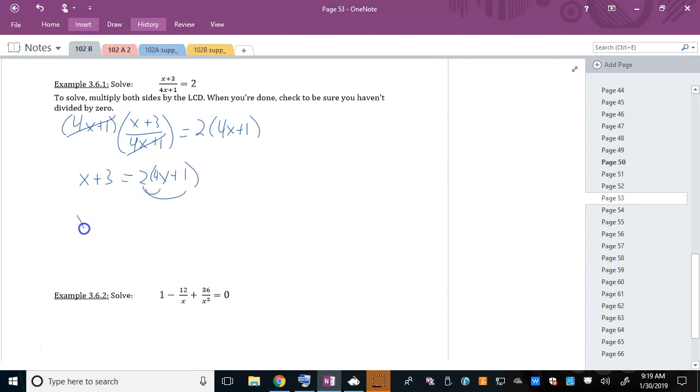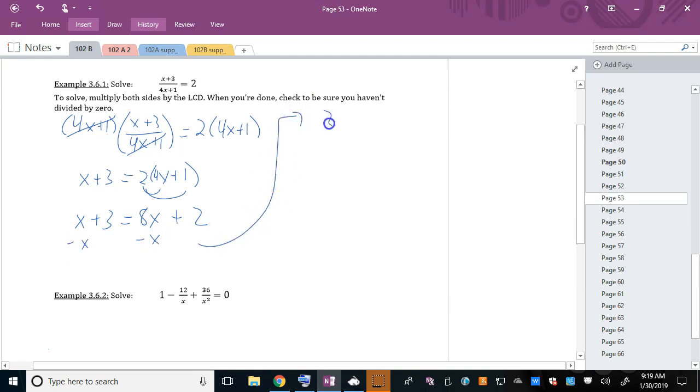So let's distribute. And then let's subtract an x. And let's continue up here because I'm running out of room. Let's subtract the 2. And then dividing, looks like I get x is 1/7.